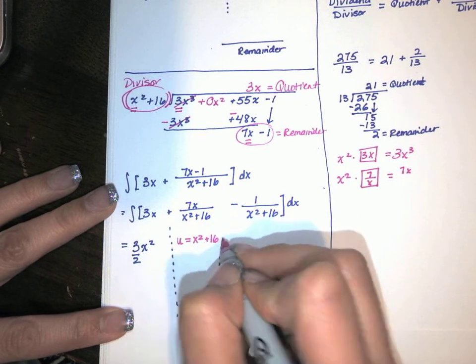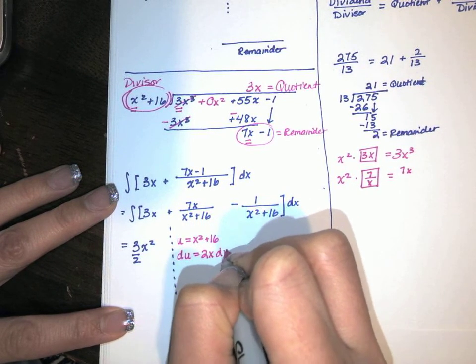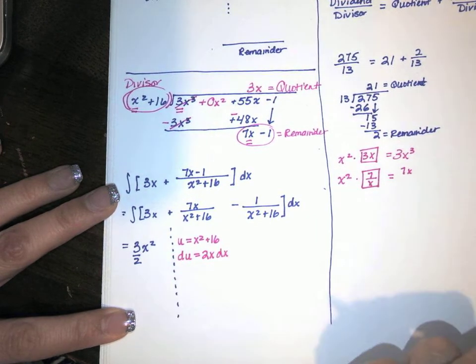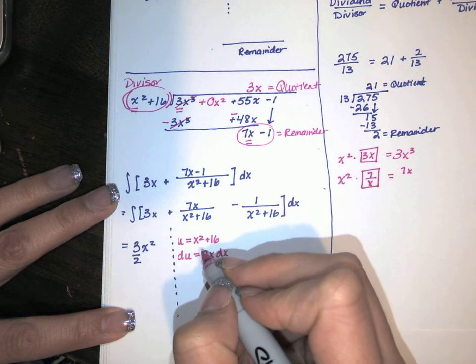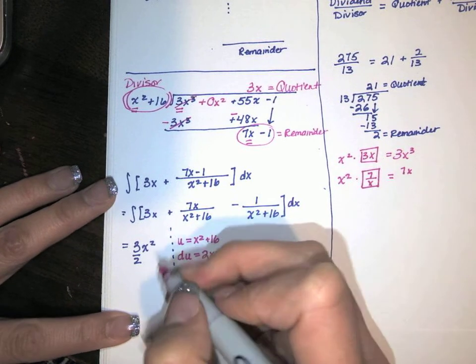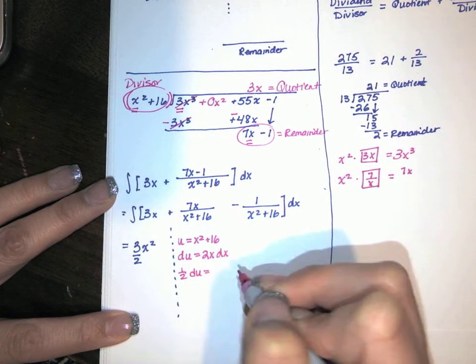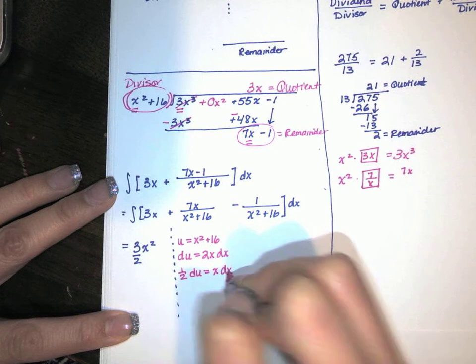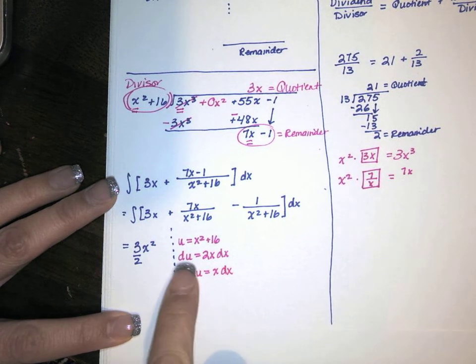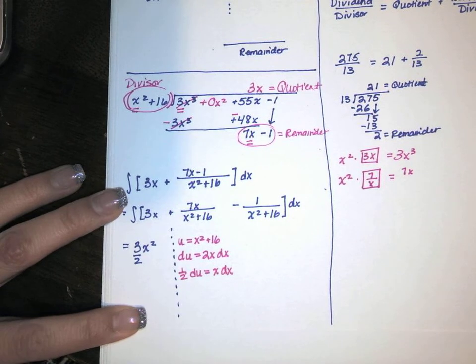So we've got u equals x squared plus 16. Take the derivative. Now I've got a 7x dx. Now I could think about exactly what constant I would have to multiply by to make this a 7x dx. I'm not going to do it. I'm just going to get x dx by itself. 1/2 of du turns out to be x dx. So I'm dividing both sides of this equation by 2. Dividing is the same as multiplying by 1/2.